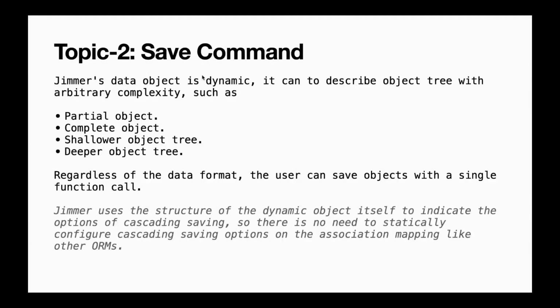The second topic, save command. Jimmer's data object is dynamic, it can describe object tree with arbitrary complexity, such as partial object, complete object, shallower object tree, deeper object tree. Regardless of the data format, the user can save objects with a single function call. Jimmer uses the structure of the dynamic object itself to indicate the options of cascading saving, so there is no need to statically configure cascading saving options on the association mapping like other ORMs.